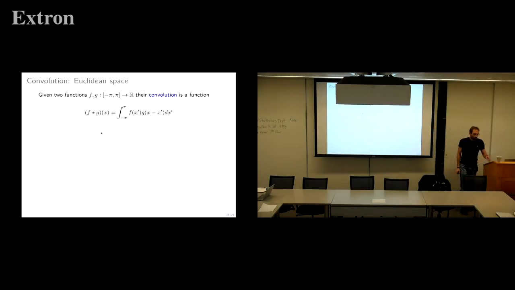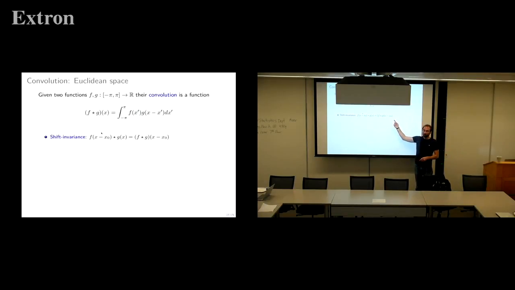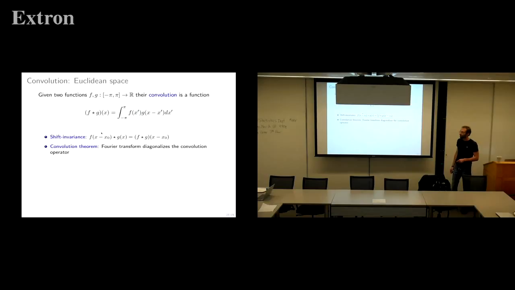Now, what does it have to do with the convolution? I remind you, this is how convolution looks in the classical setting. It's given by this integral, and the main property of convolution is shift invariance. So if I convolve f with g and I move f by some x0, then it is equal to the result of the convolution shifted by the same amount. And this is known as the convolution theorem. Basically, the Fourier transform diagonalizes this convolution operator, and it means that convolution in the Fourier domain can be computed as a point-wise product of the Fourier transforms.